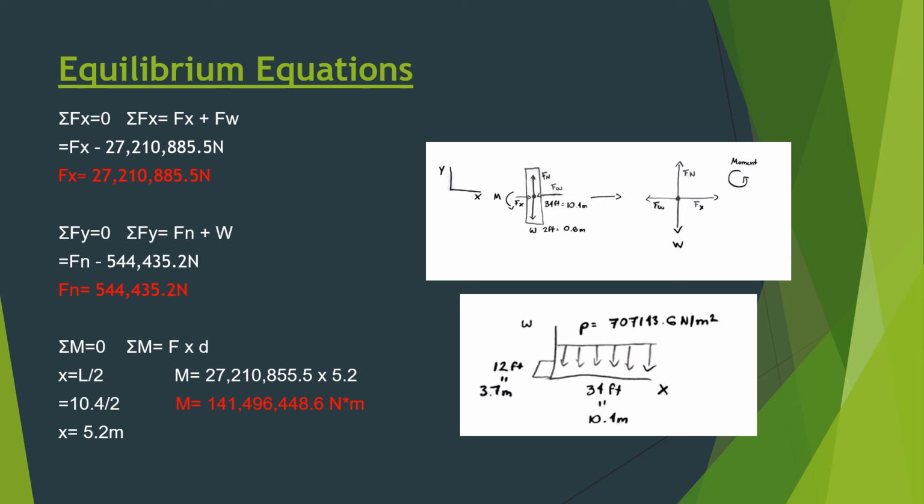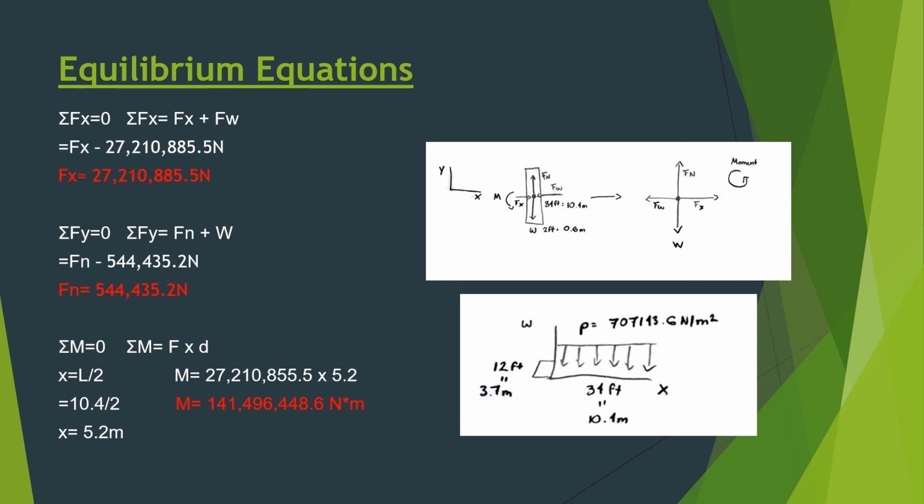For the forces in y, it was going to be the normal force plus the weight. So the weight's going downwards, so again it's negative. So in order for it to be 0 again, the normal force should be equal and opposite. So this is how many newtons I have.